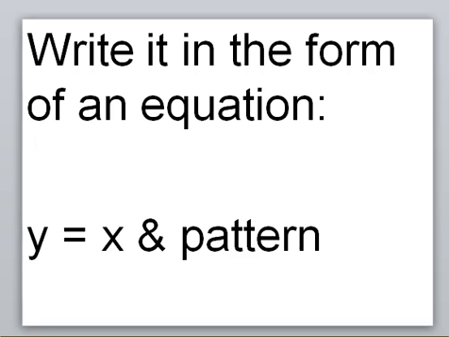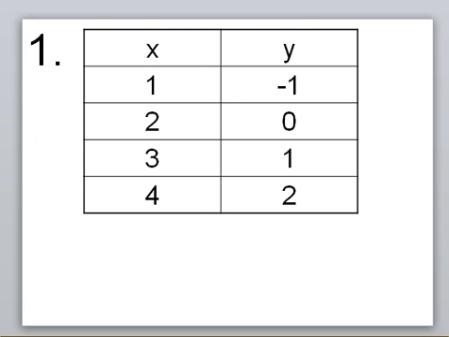It might be that everything's increasing by 3. It might be that everything's being multiplied by 2. Whatever pattern is taking place. So let's go ahead and write that rule, or try to write a rule for this relation. I'm going to look at the relationship between x and y and try to determine what's going on. What's happening to x that makes it become y?